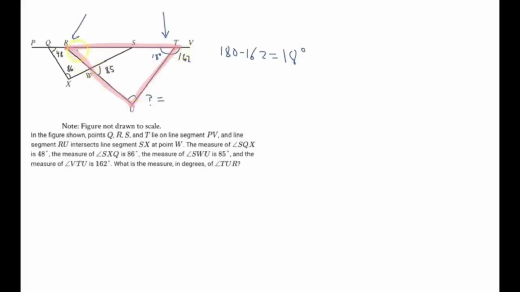Well, it is a part of another triangle right over here. And so now we really have to think, what can we do? So first off, we have this 85-degree angle here, and we have a very straightforward vertical angles theorem here. So this angle right here, which is across from the 85 degrees, is also 85 degrees.